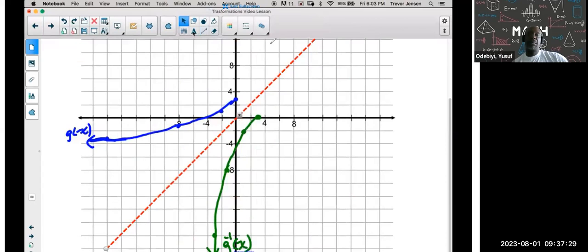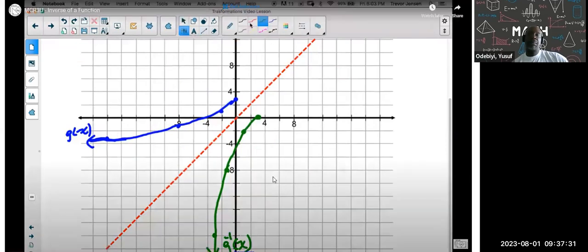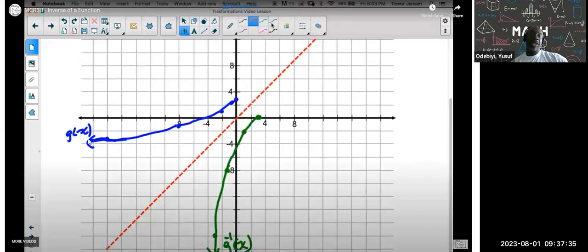Each point on the original g of x just got flipped. So whatever x and y components you had, it was flipped over on this side over here. Okay, so that's basically the inverse.